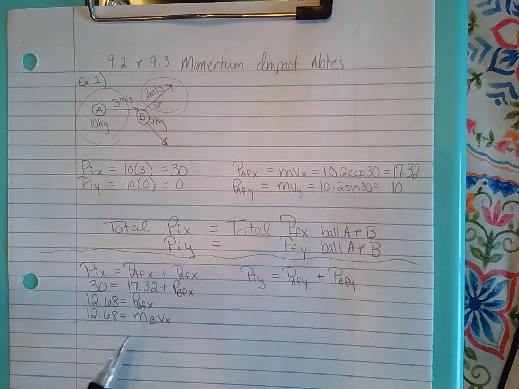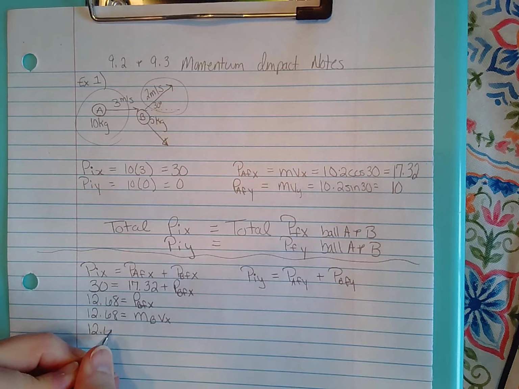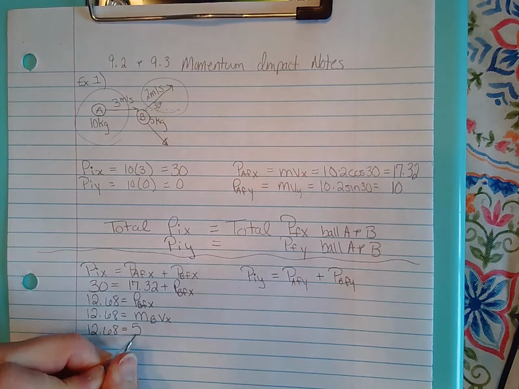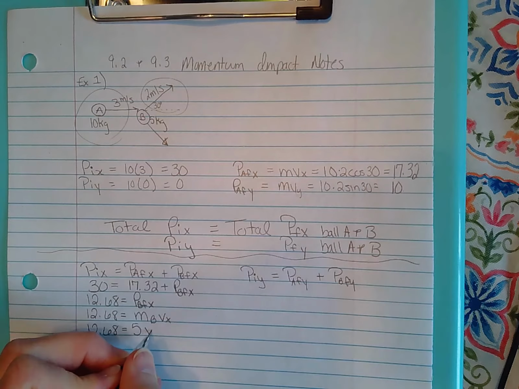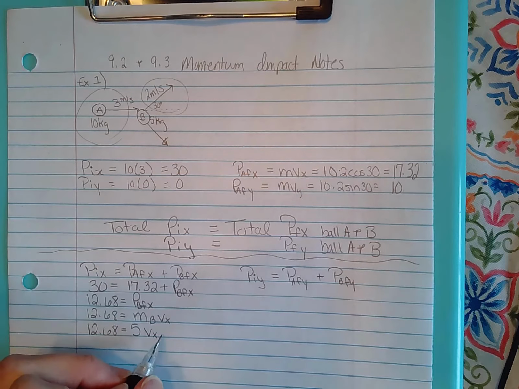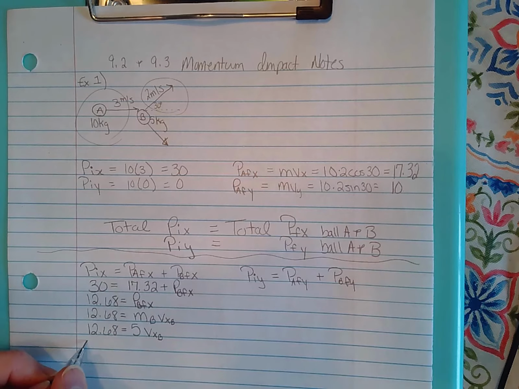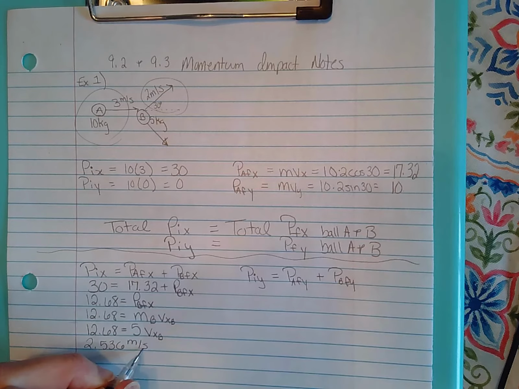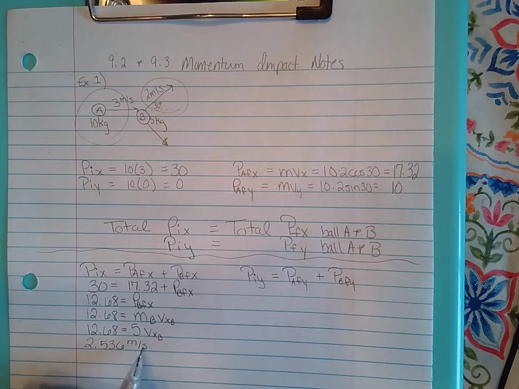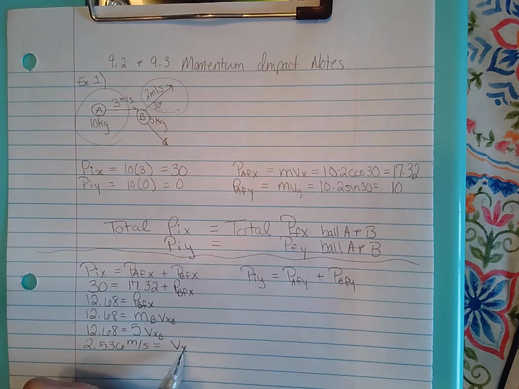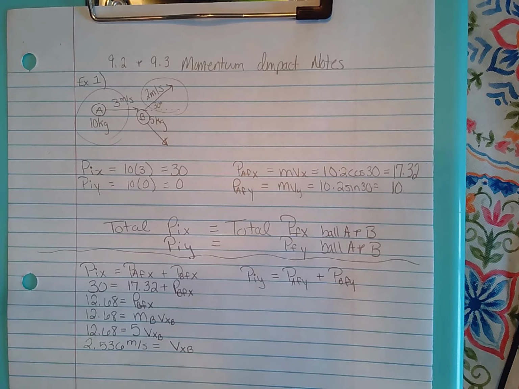Okay? Well, I know my mass of ball B is 5, so I can say 1268 equals 5 times the velocity in the x direction. Remember, this is for ball B. Maybe I should add an extra B in there. So if you divide by 5, you get 2.536 meters per second. And that is the velocity in the x direction of ball B.